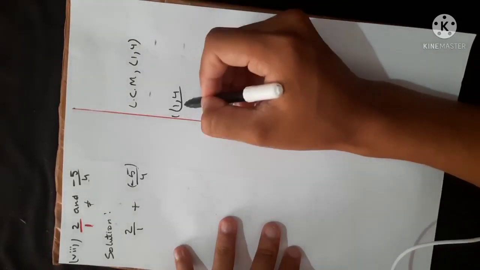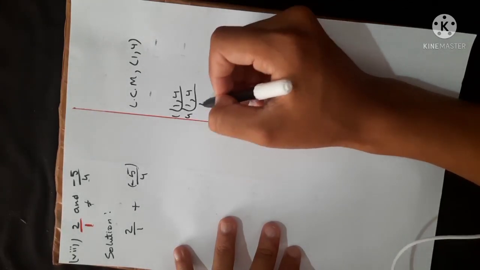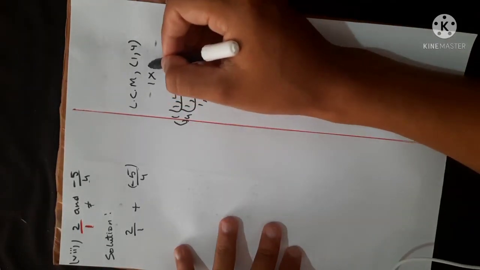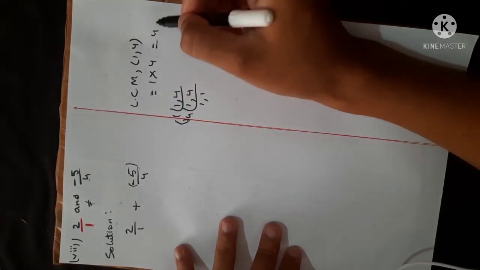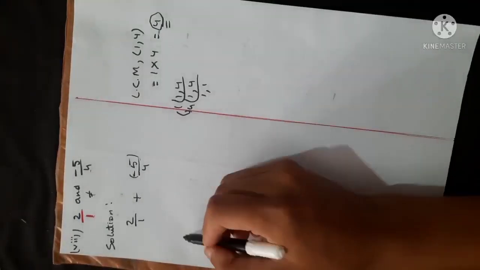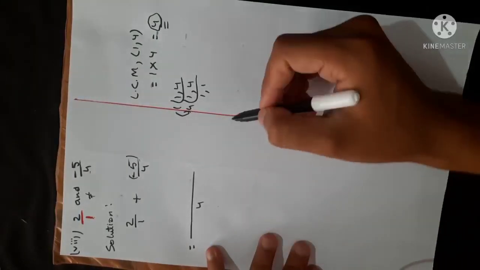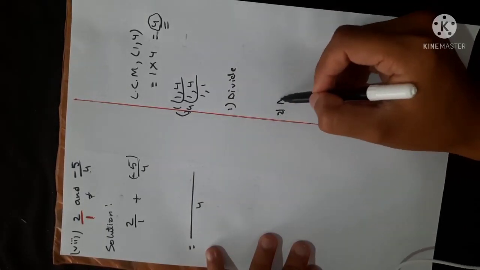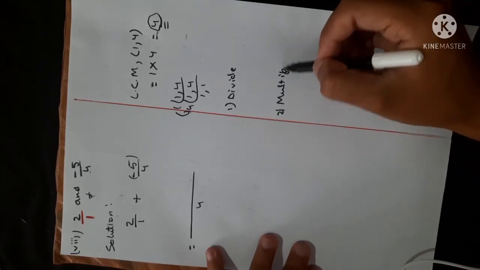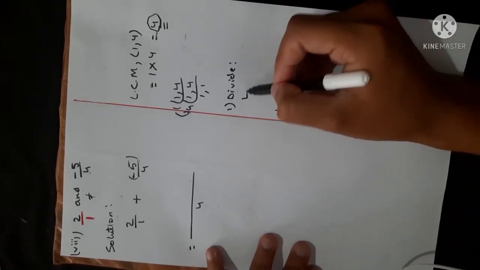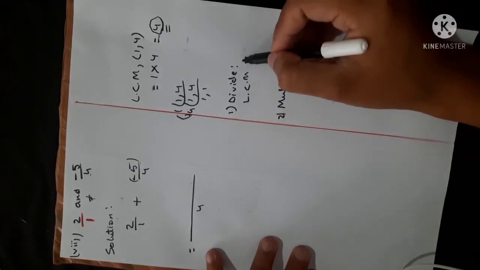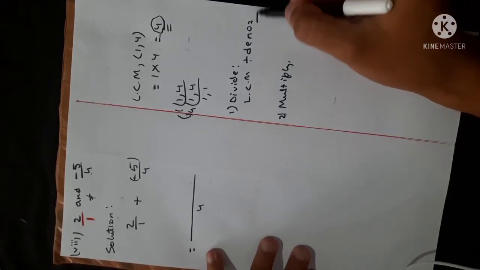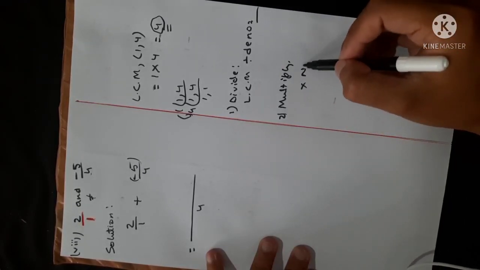1, 4. 1, 1 are 1. 1, 4 are 4. 4, 1, 4, 1. So LCM equal 1 multiply 4, and this equal to 4. So LCM is 4. Next, what should we do? Divide, and the second step is multiply. Divide the LCM by the denominator, and whatever value we get, we must multiply it with the numerator.